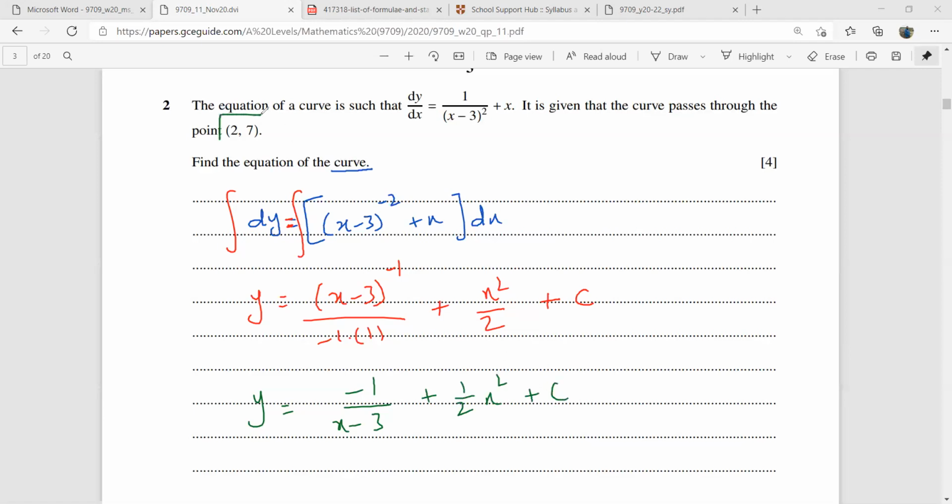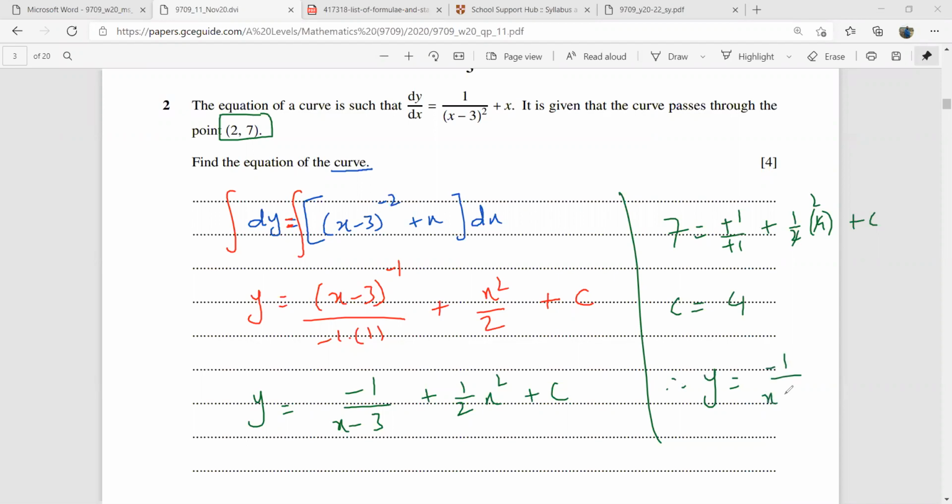Now let's put this point into it. So this is going to be 7 equals minus 1 over minus 1 plus half into 4 plus c. So this is c is equal to 4. Therefore, your equation is going to be y is equal to minus 1 over x minus 3 plus x squared over 2 plus 4. That is the equation of the curve. If I haven't made any silly mistake here. Okay. And I move to the next question.